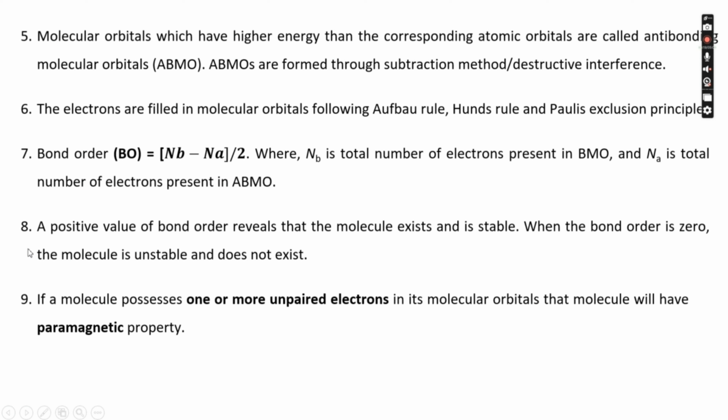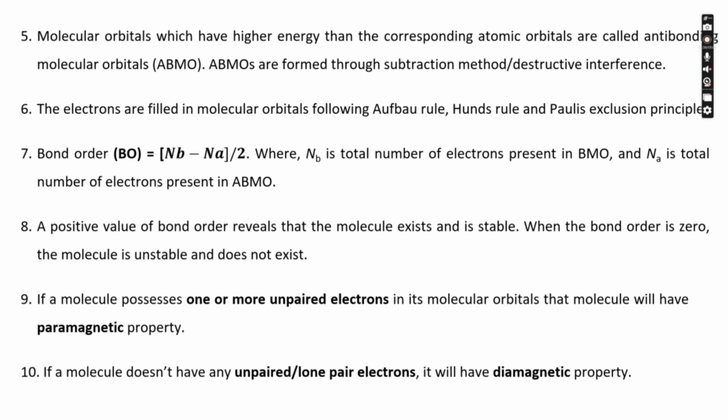Another important property of the molecule is the magnetic property. If a molecule possesses one or more unpaired electrons in its molecular orbitals, then that molecule will have paramagnetic property. If a molecule does not have any unpaired electrons, that means all the electrons present in the molecular orbitals are paired, that molecule will have diamagnetic property.